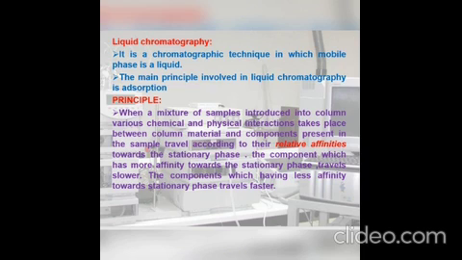The principle of liquid chromatography is, if we inject the sample into the column, some physical and chemical interaction takes place between the column material and the components present in the sample. Then the sample will travel according to its relative affinity towards the stationary phase. The component having more affinity towards the stationary phase travels slower, and the component having less affinity towards the stationary phase travels faster.